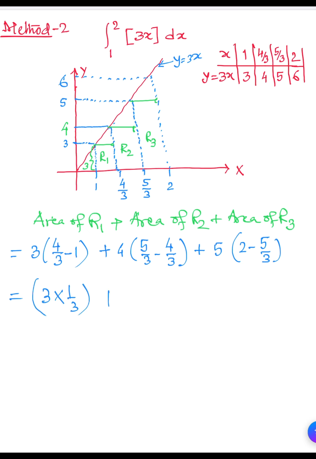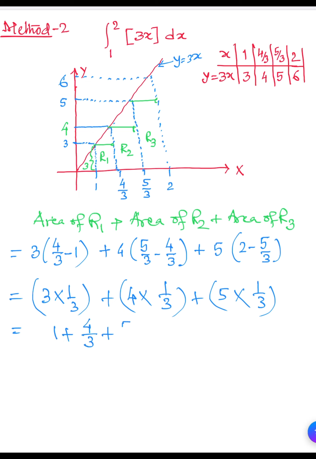That is 3 into 1 by 3, 4 into 1 by 3, 5 into 1 by 3. This gives 1 plus 4 by 3 plus 5 by 3, which equals 4. Therefore, the integral from 1 to 2 of the greatest integer of 3x dx equals 4.